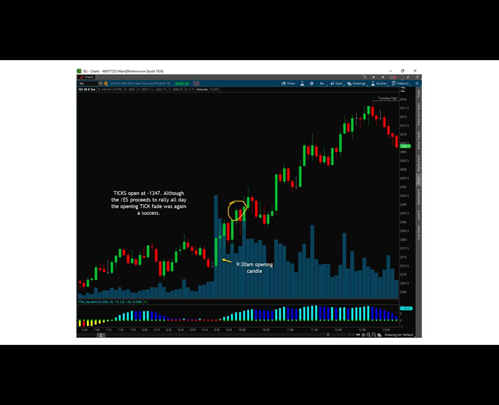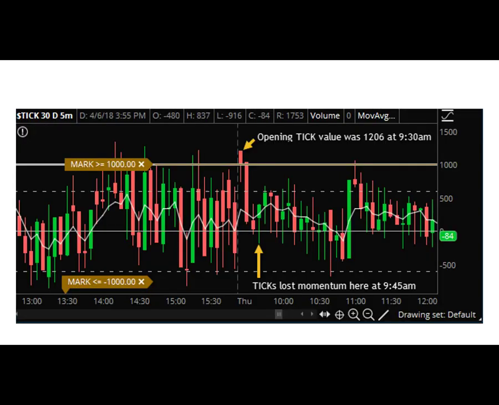55 was actually the green candle here, but that's where the ticks started to stop making highs, which then proceeded to create this red candle right here. So that's when it would have triggered an exit from the trade. Even though the ES rallied the rest of the day, that's when the trade was triggered to get out of the morning tick fade trade. And those are two bullish signals.